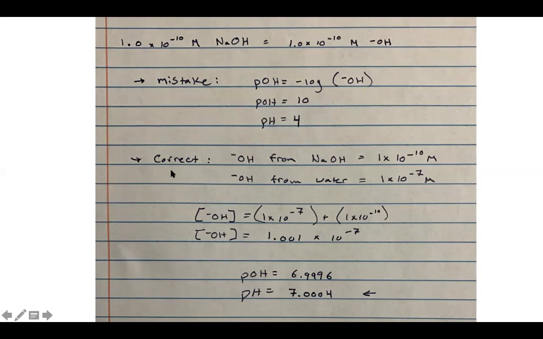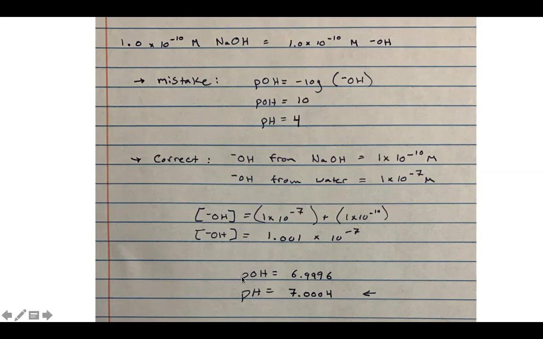The correct way to solve this problem is, our calculations above were correct, that from sodium hydroxide, we do have 1 times 10 to the negative 10th molar hydroxide. But we're also adding this to water, and water as an intrinsic property has a concentration of hydroxide equal to 1 times 10 to the negative 7th molar. Neutral water has a concentration of 1 times 10 to the negative 7th molar hydroxide. And so our total concentration of hydroxide is those two values added together, which, when you add them, comes out to 1.001 times 10 to the negative 7th molar.